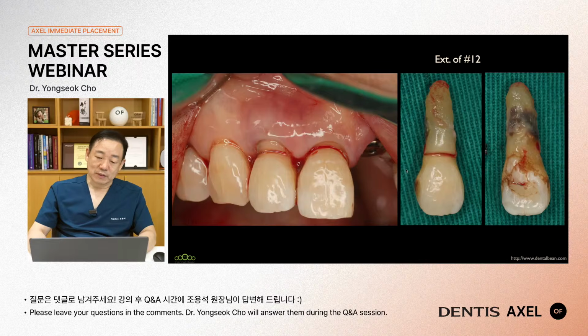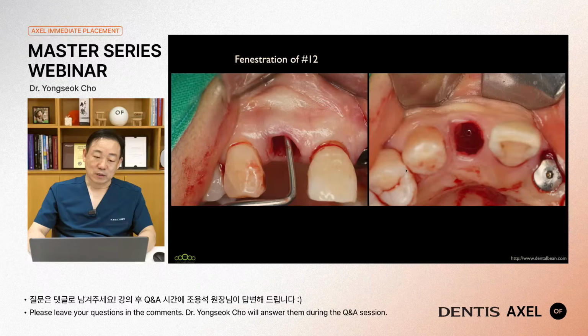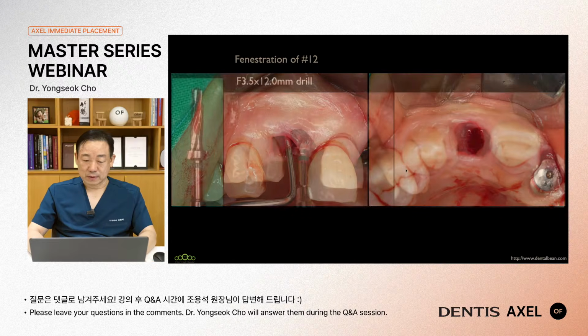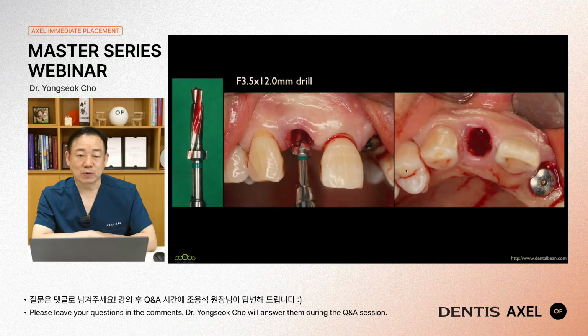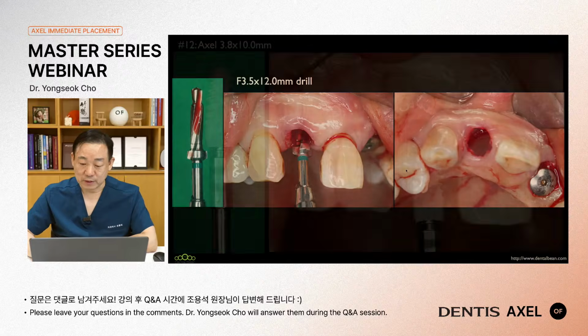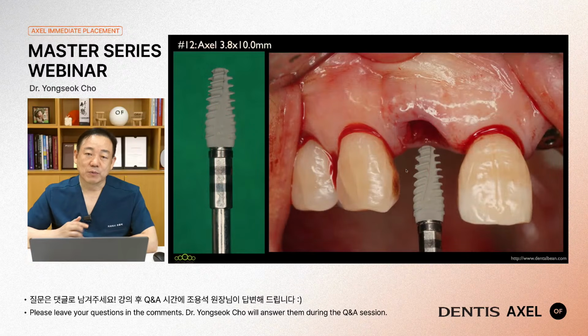Then extracted the lateral incisor of right maxilla. Same situation. Labial bone was there, there was penetration, not dehiscence. Because of less bone thickness and type 4 TPI, I planned a mini-sized implant. So the final drill was F3.5 by 12 mm drill, and an XL 3.8 by 10 mm implant was placed.